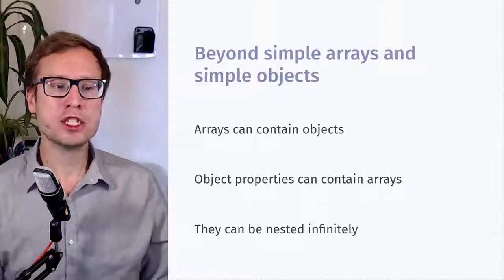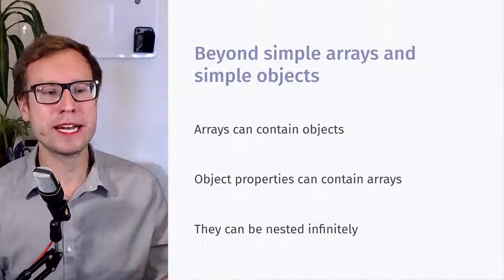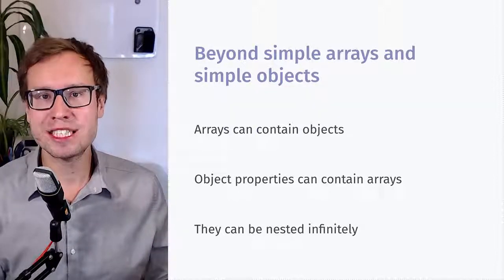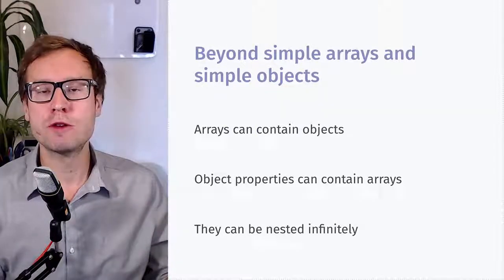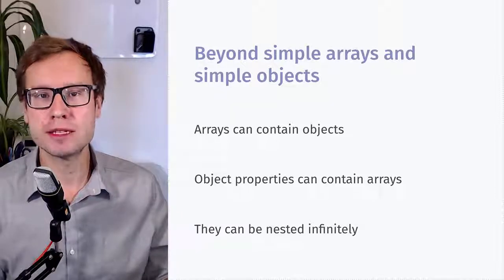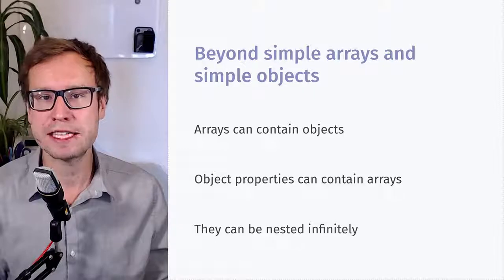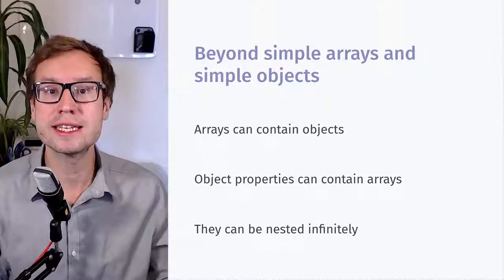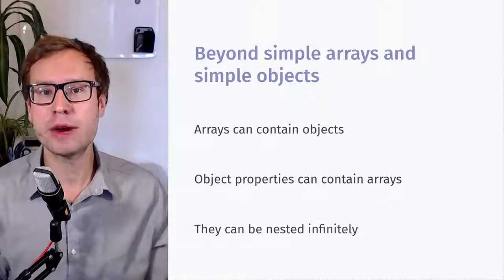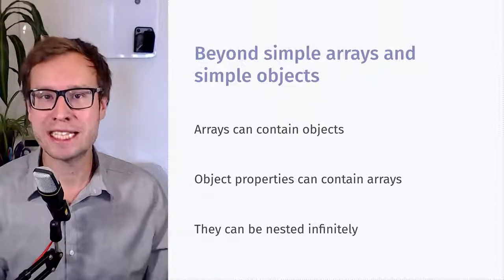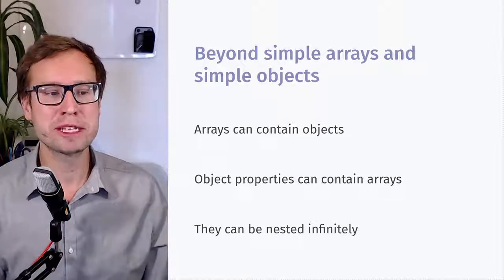be. So let's go beyond simple arrays and simple objects. When I talk about simple arrays and simple objects, I'm talking about, for example, an array of strings or an array of numbers. Well, you reach a limitation pretty fast. If all you're doing is just storing a list of strings in an array, that's great, but how do you go more complex than that? How do you represent something more complicated?